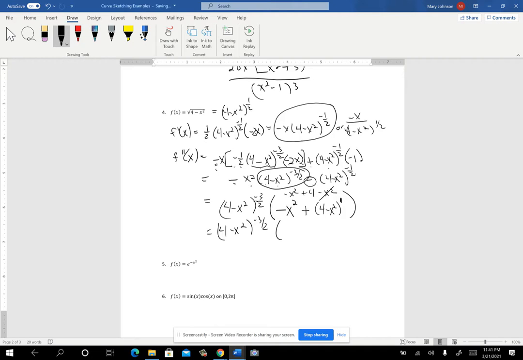Oh, there's a minus right there. Leaves me with a negative x squared. And then a minus right here, 4 minus x squared. So that would become negative 4 plus x squared. So the x squareds are gone, and right there you just have negative 4. So this is really negative 4 over 4 minus x squared to the 3/2 power.